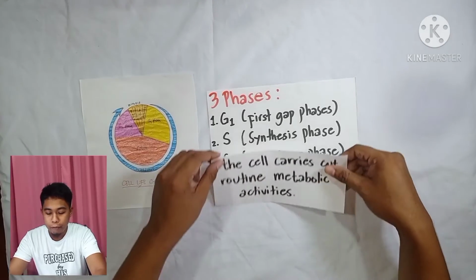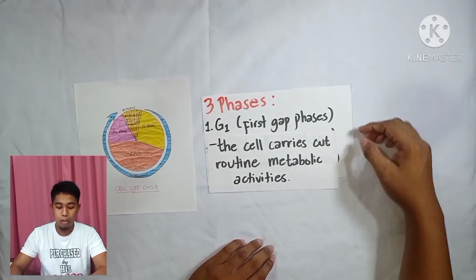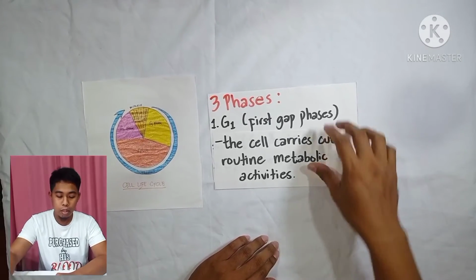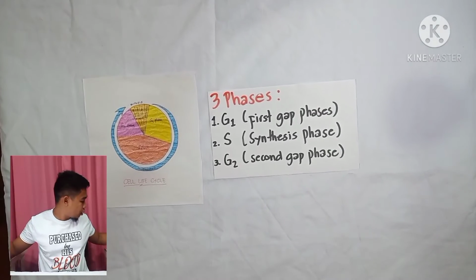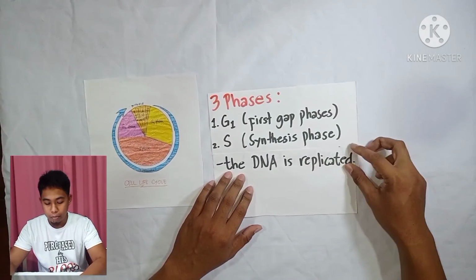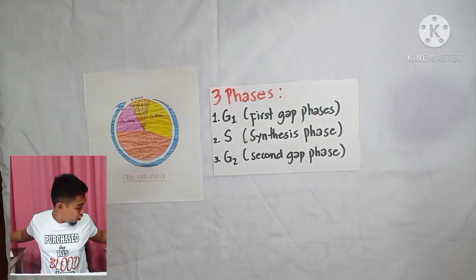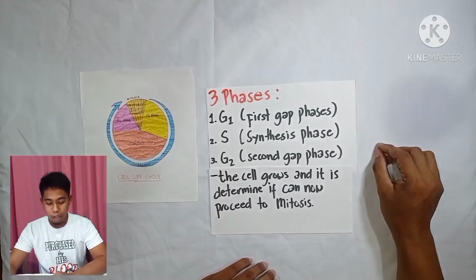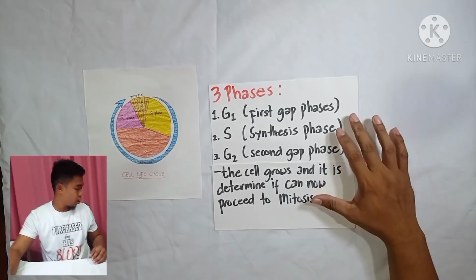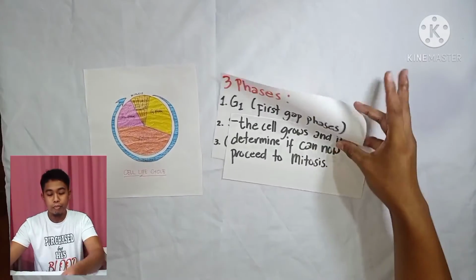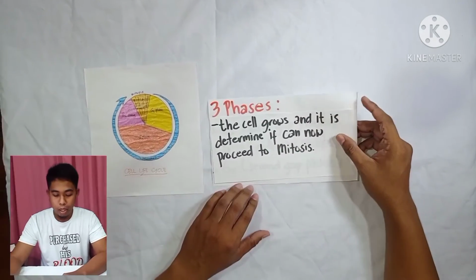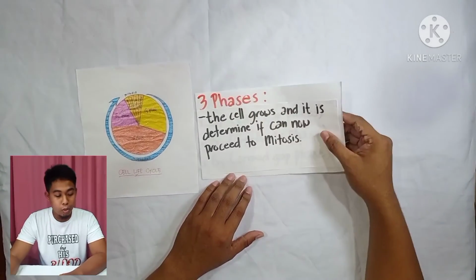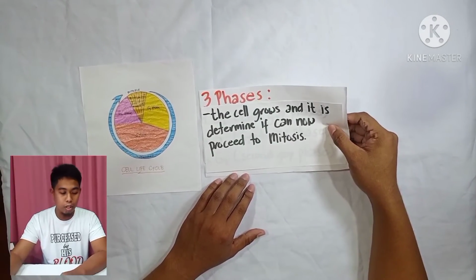During G1, or the first gap phase, the cell carries out routine metabolic activities, for example, making proteins. During the synthesis phase, the DNA is replicated. And during G2, or the second gap phase, the cell grows and it is determined if it can proceed to mitosis. So after interphase, if the cell is fully developed, it can proceed to the process of mitosis, or cell division.